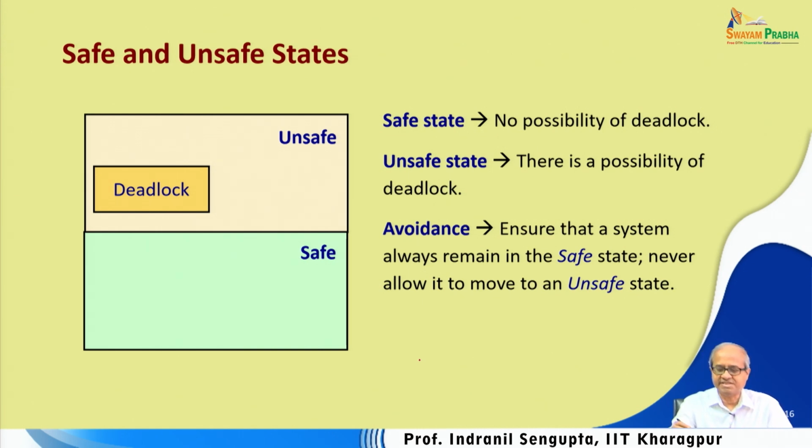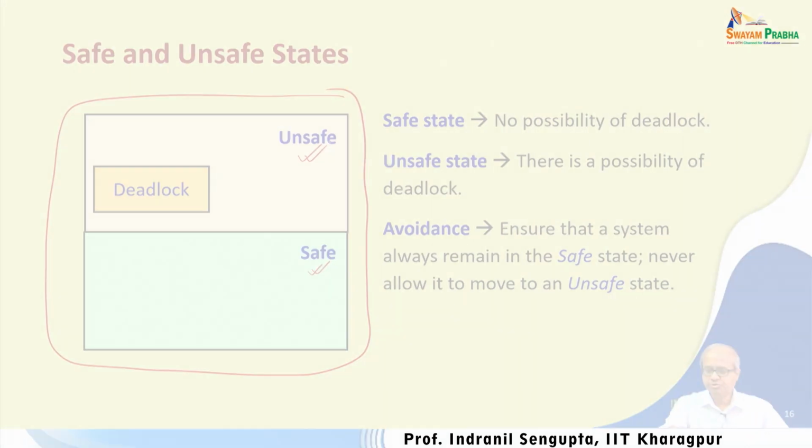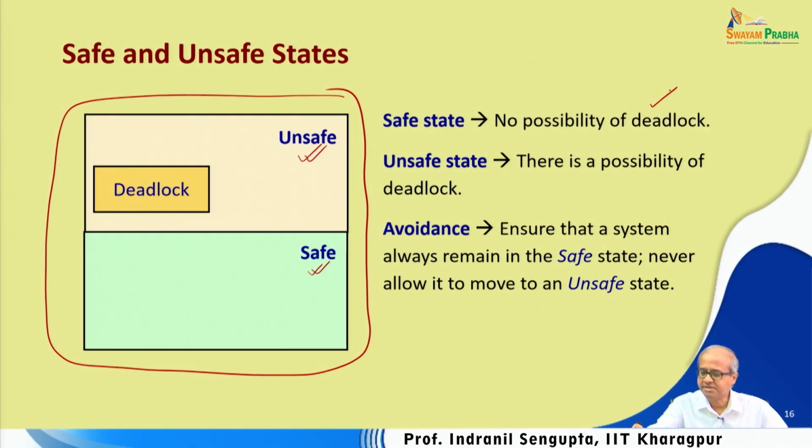The set of all states, indicated by this outer rectangle, is divided into two parts: the green part, which are the safe states, and this pink part, which are the unsafe states. Now, as I had said, safe state means there is no chance of any deadlock. So, if you are in a safe state, there is no difficulty for you. You can proceed without any problem.